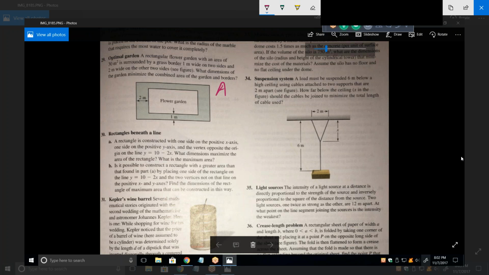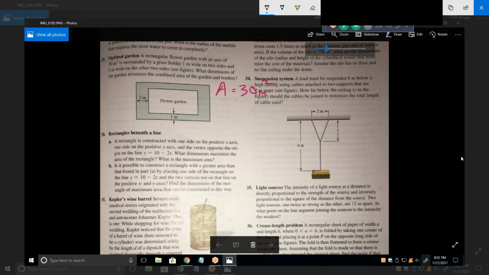Area is 30 square meters. Everything else is in the picture. What dimensions of the garden minimize the combined area of the garden and the borders?